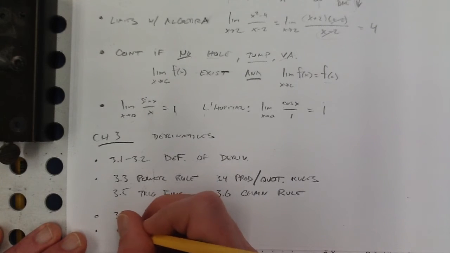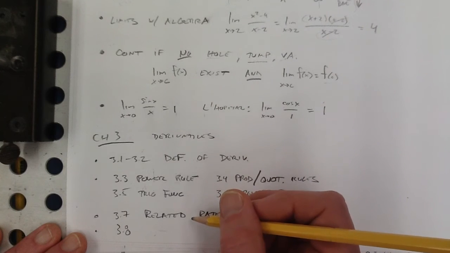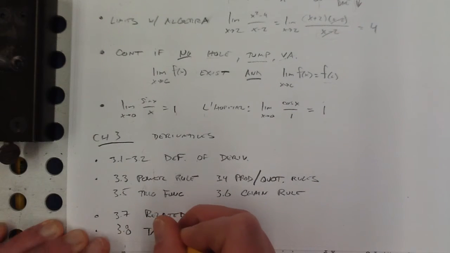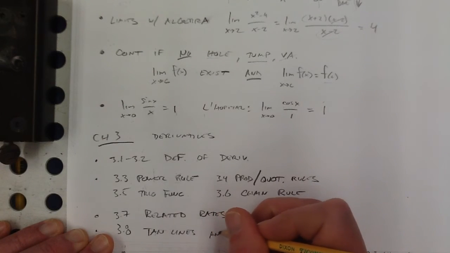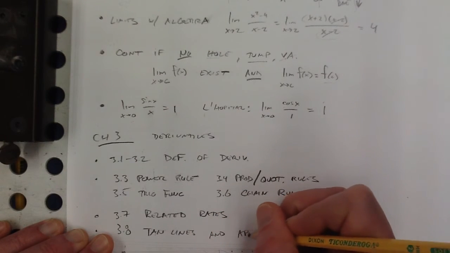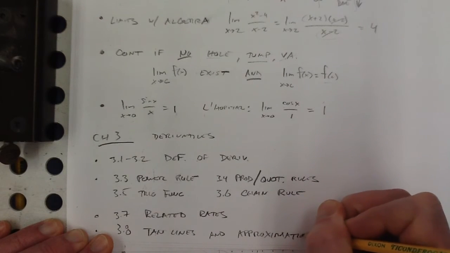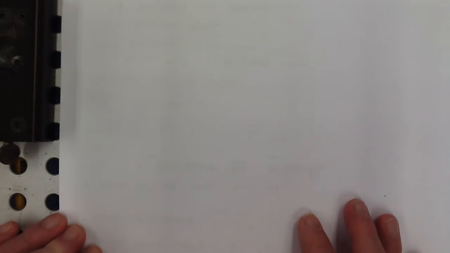And then all throughout this, we've been writing equations for tangent lines. It's one of the things that we practice. But in 3.8, we really looked at actually using tangent lines to find approximations. So once you have a tangent line, then you can use that instead of the function to find values that are not exactly what the function is, but they're close.